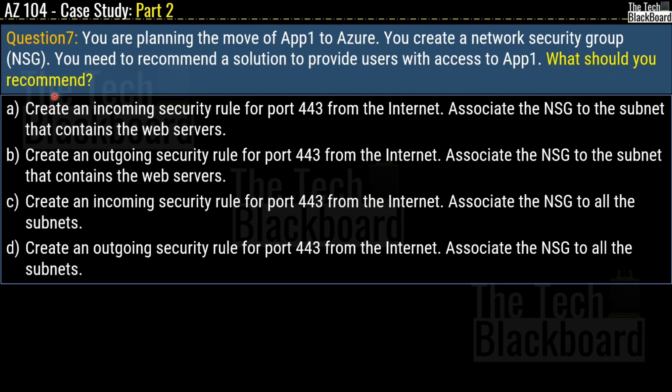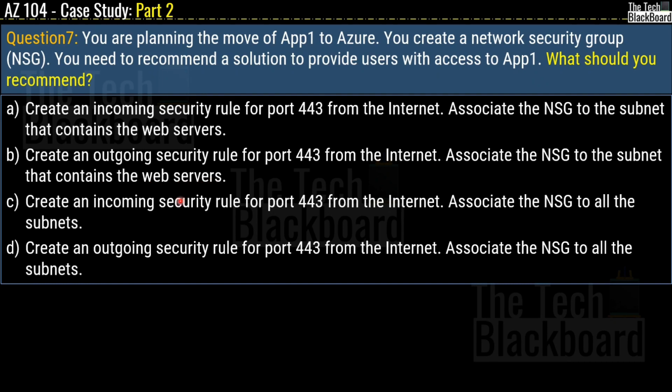What should you recommend? Your options are: create an incoming security rule for port 443 from the internet, associate the NSG to the subnet that contains the web servers. The second option is create an outgoing security rule for port 443 from the internet, associate the NSG to the subnet that contains all the web servers.